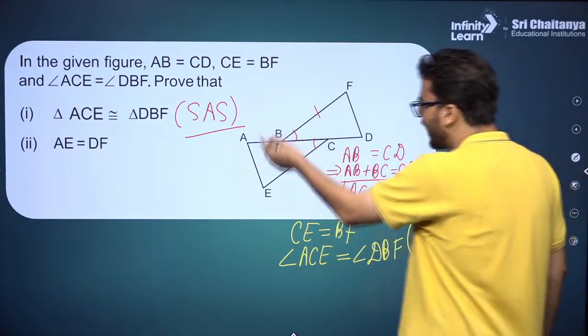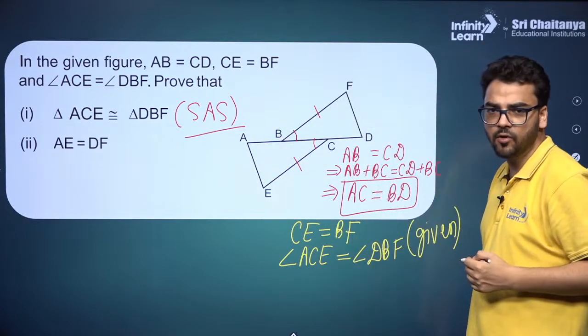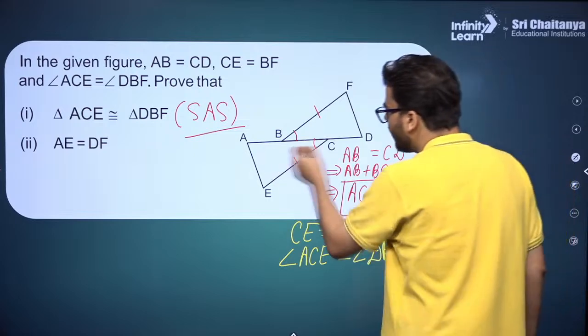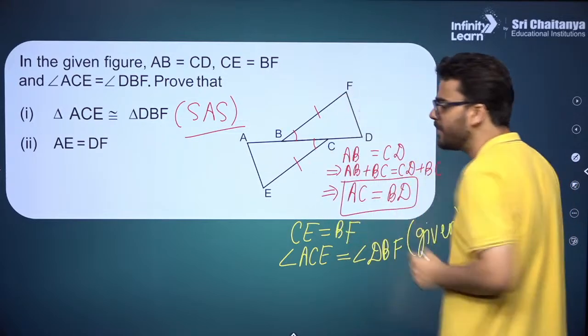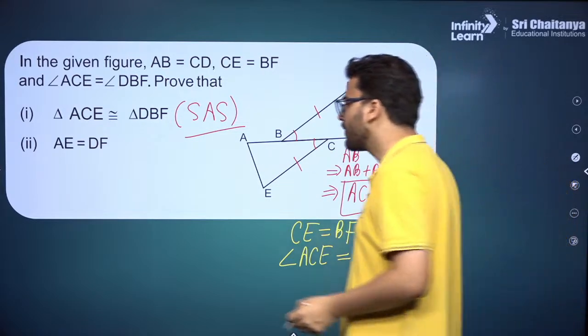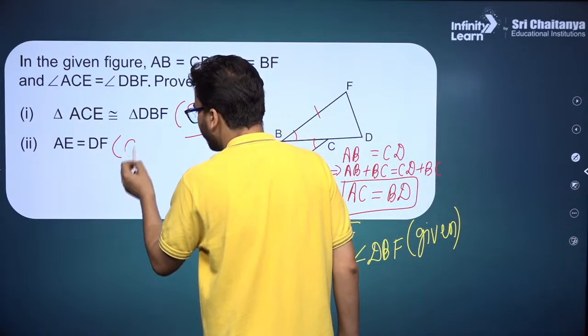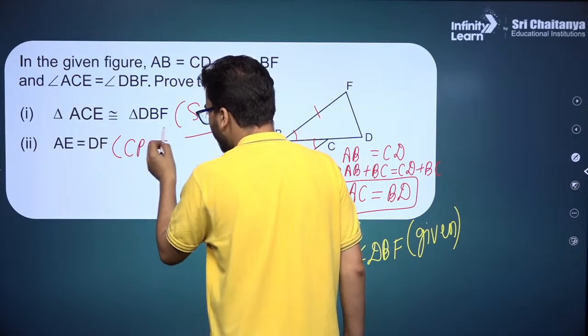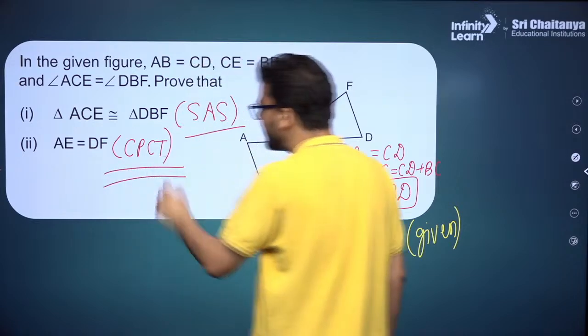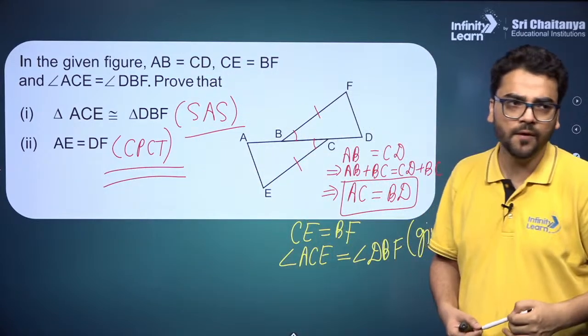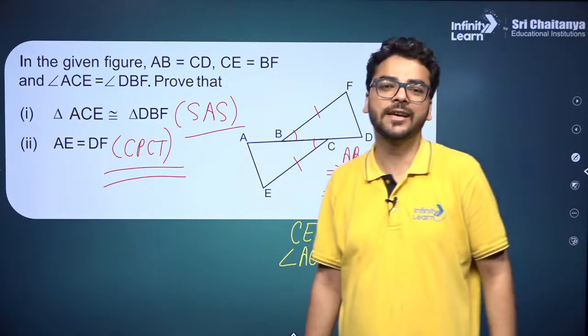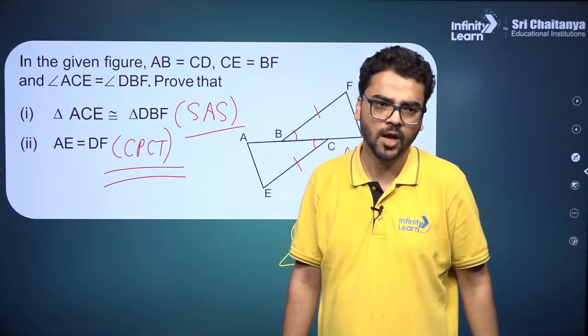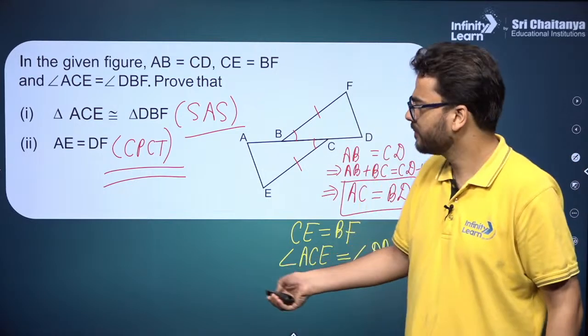Now we have to prove AE is equal to DF as well over here. So you have already proved ACE to be congruent to DBF. So we can obviously say that AE is equal to DF because they are corresponding parts of congruent triangles, CPCT. So that is the proof of this question. I hope this is clear to every student in this session. So let's move on, guys.